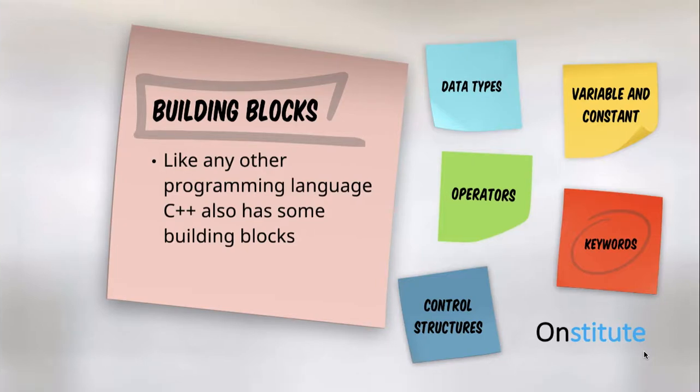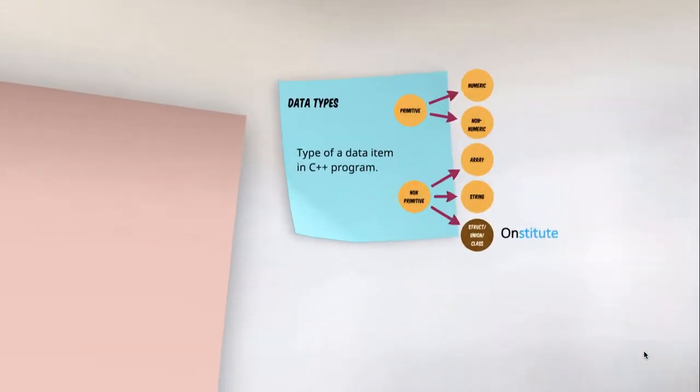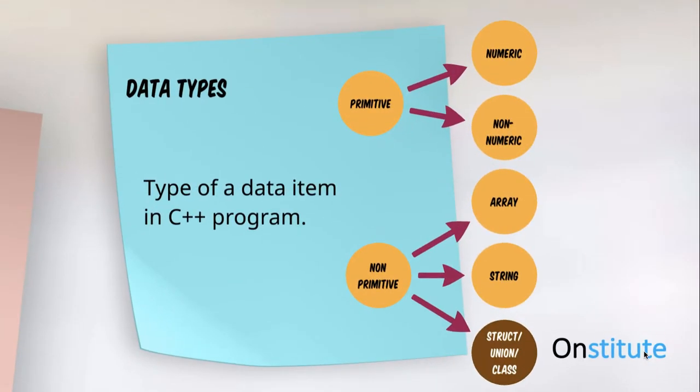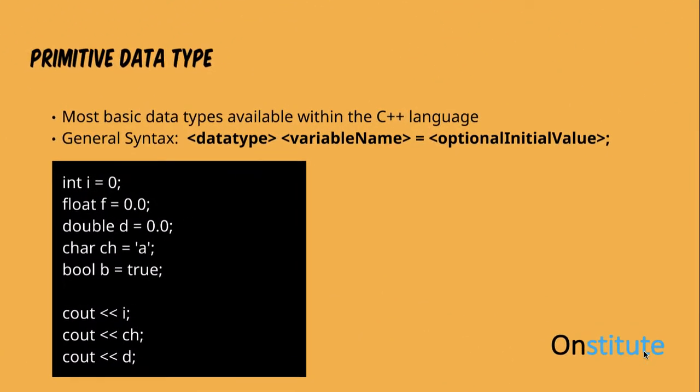Now, let us learn about C++ data types. Data types means the type of data items that are supported in a C++ program. The C++ data types can be broadly classified into two different types, primitive and non-primitive. The primitive data types are the most basic data types available in C++ language. That can be integer, floating point number, double, character, boolean, etc.